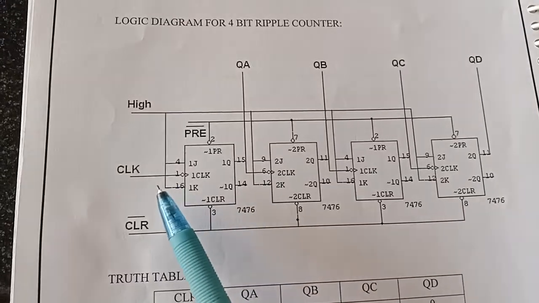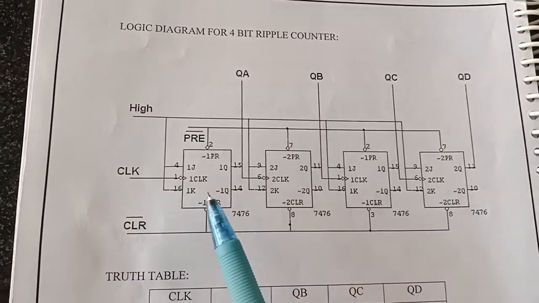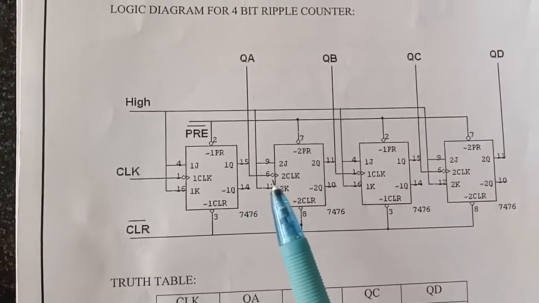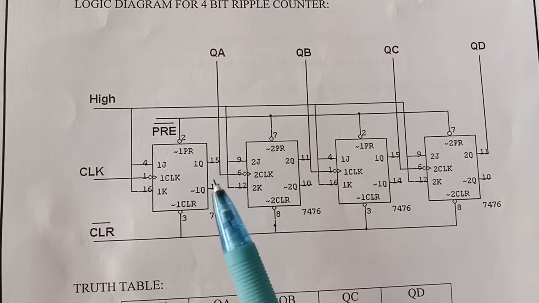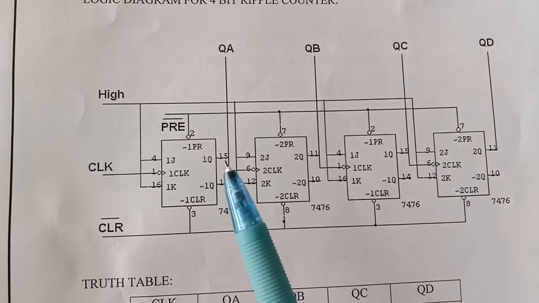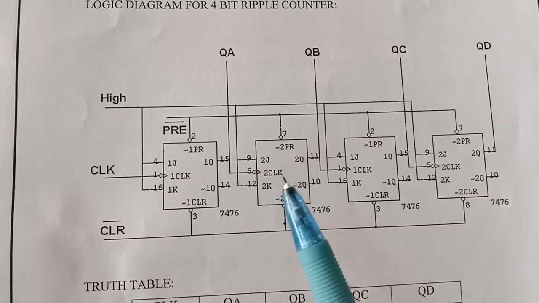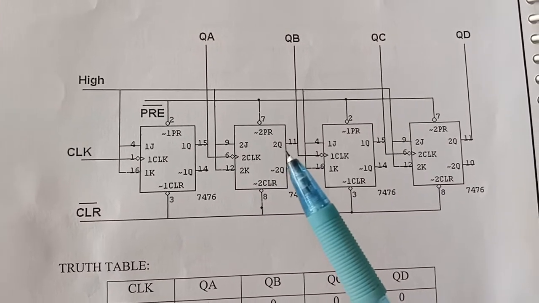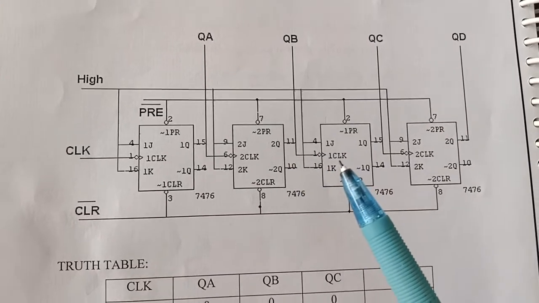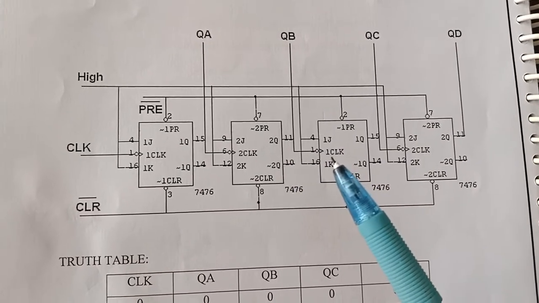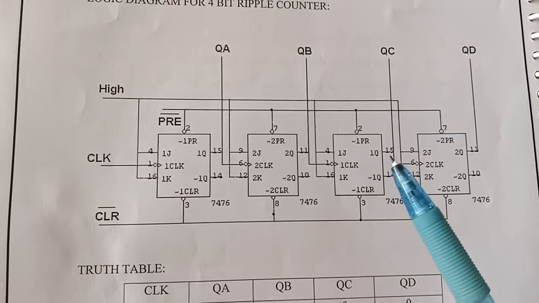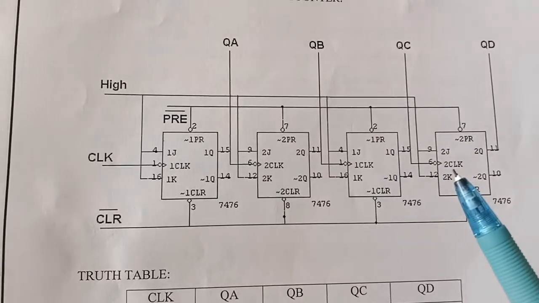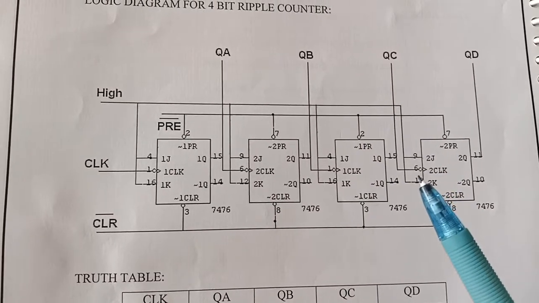In this case I am going to apply the external clock pulse to the first flip-flop only. The output of the first flip-flop, pin 15, is given to the clock input of the second JK flip-flop, that is pin number 6. Similarly, the second JK flip-flop output, pin 11, is given to the clock of the second IC's JK flip-flop, that is the third JK flip-flop, pin number 1. Next, the output of this third JK flip-flop, pin 15, is given to the fourth JK flip-flop as a clock pulse at pin number 6.